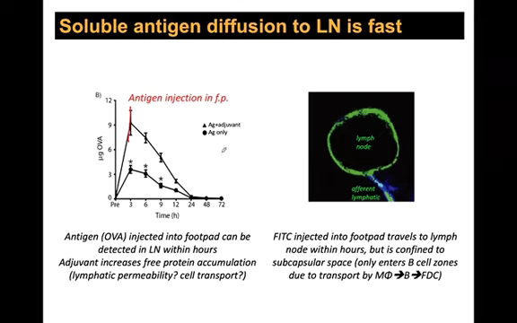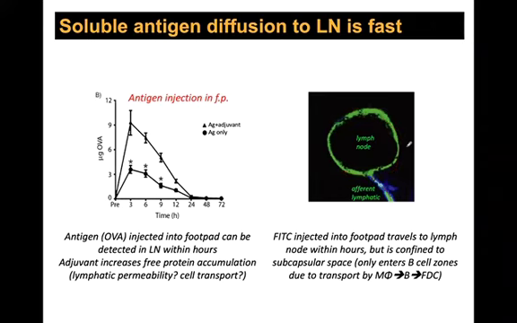You can also do this with fluorescent dyes, where you inject a fluorescent dye, which is a small molecule, so it's going to diffuse very easily. And within hours, you can actually see that fluorescent dye coming in through the afferent lymphatics into the lymph node. It accumulates sort of around the trabecula in that subcapsular space. Okay, so it's only going to enter into or surround the B cell zones in that subcapsular space because it's not a protein that can be transported by those subcapsular space macrophages.